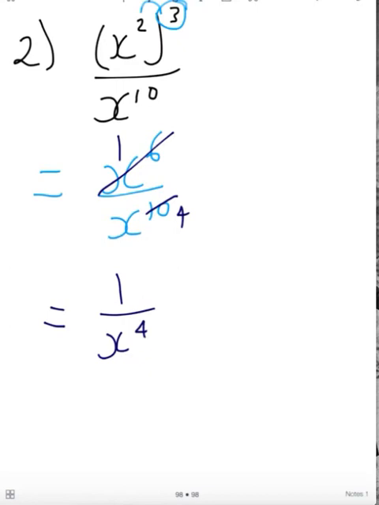Okay, so with this one, it was pretty straightforward. First, get rid of your brackets using that index law we've learned, where you multiply your power with the power inside the bracket. And then the other index law where we said divide the same bases.